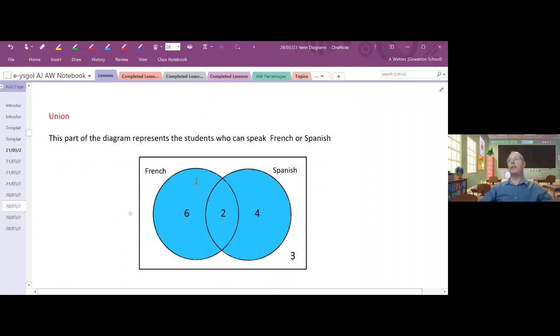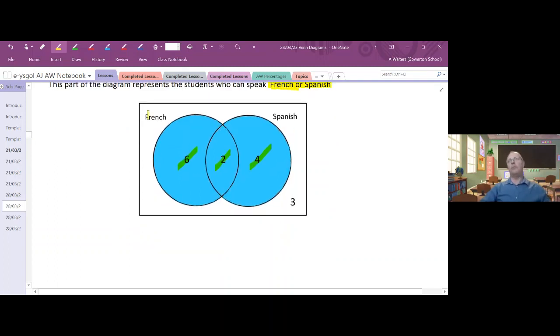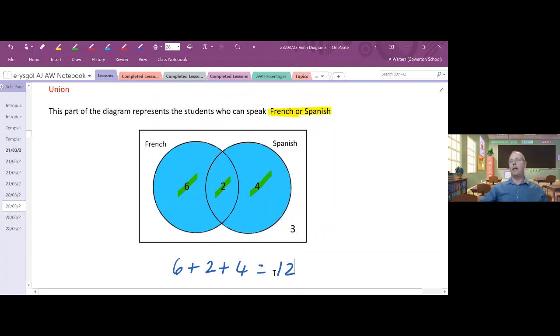If I asked you how many students can speak French or Spanish, so that means they can speak French, they can speak French and Spanish, or they can just speak Spanish. You would add those 3 values and you're able to say that the people who speak French or Spanish are 6 and 2 and 4, giving you 12. 12 people speak French or Spanish. Okay, there we are.